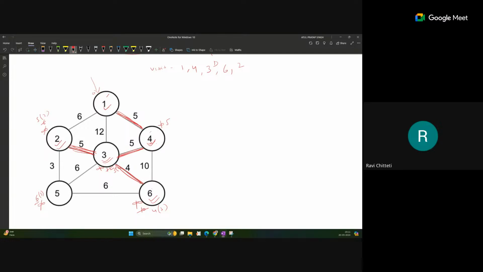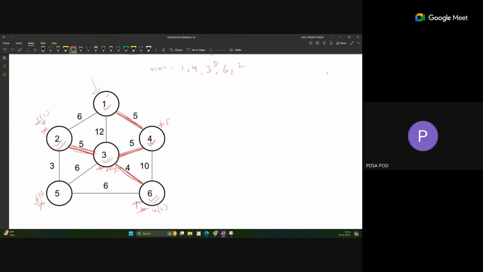Wait a minute. 2 has 5, but 2 is not connected to 6, isn't it? So I don't need to go from 6. We are not traversing, we are not finding any path. We are just picking the edges with the lowest weight that will connect all the nodes. So this 5 we are getting now.